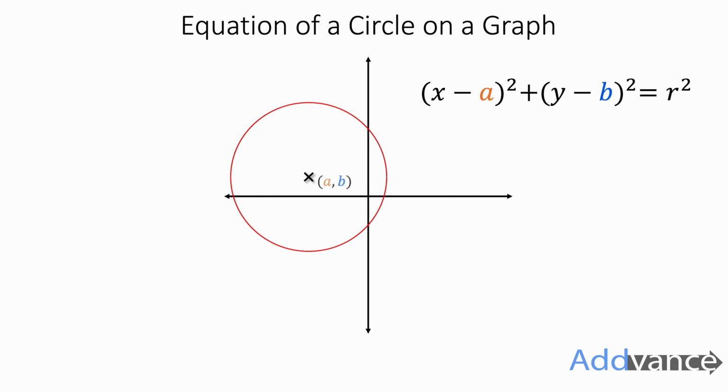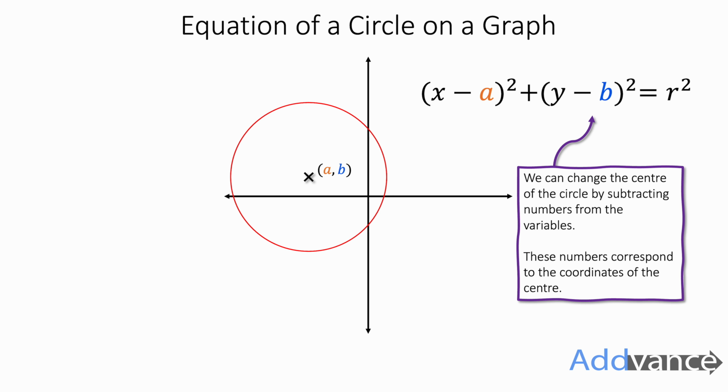We can also change the centre by making it (x minus a) squared plus (y minus b) squared equals r squared, where now the centre is a, b. The radius is still given by r, which is r squared in the equation.